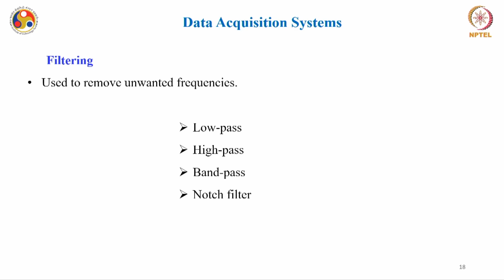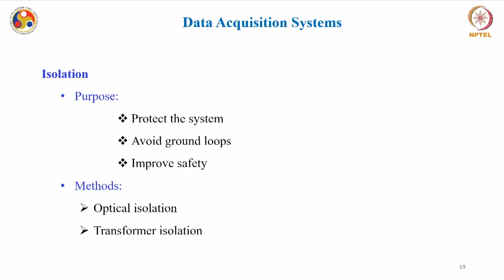Similarly, the data acquisition system can also provide isolation. The purpose of isolation is to protect the system, avoid ground loops and improve the safety. We have seen grounding and shielding in detail in our previous lecture. Apart from that, there are other methods of isolation, like optical isolation for optical instruments, transformer isolation and so on.